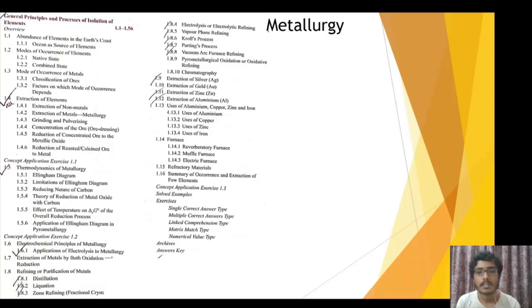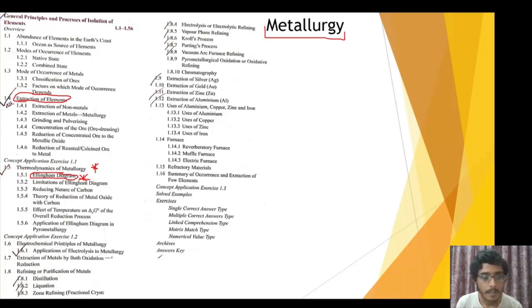Next, if we move to metallurgy, in metallurgy you have to remember a lot of things. Firstly, the names of the ores. Here the important part is the extraction of elements, how they are extracted, the various processes. However, the most important part of this chapter will be the thermodynamics of metallurgy and the Ellingham diagram. This is also important for your JEE. This is given in NCERT clearly. You must know the Ellingham diagram and how to interpret it, and questions are asked from here.